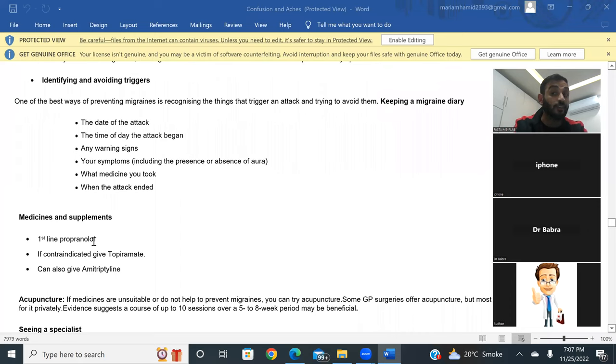Medicine and supplement. What medications are required? Propranolol is the first line. If it is contraindicated or it's not working, then topiramate. Even if it's contraindicated, we can use the calcium channel blocker, but topiramate is the second line. These are not the abortive therapy. We give these drugs when the everyday life of the patient is getting affected by his migraine, otherwise no. If he's having episodic, okay, we will give the therapy. We can give the propranolol.